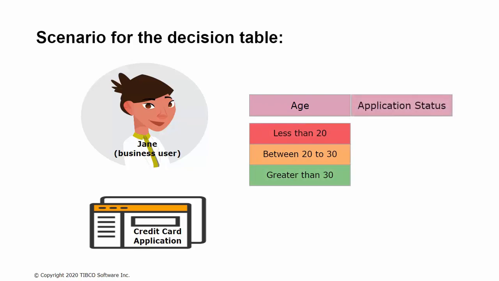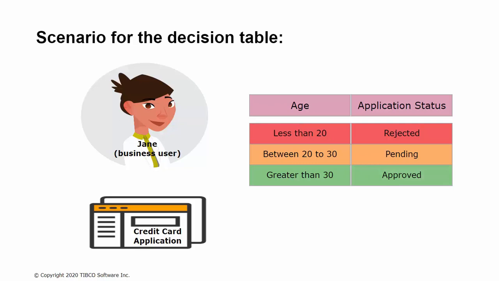In this table, if the customer's age is below 20 years, the credit card request will be rejected. If it is between 20 and 30 years, the application should be in the pending state, requiring additional review. If they're older than 30 years of age, the credit card request should be in the approved state. Let's see how we can create a decision table for Jane's scenario.